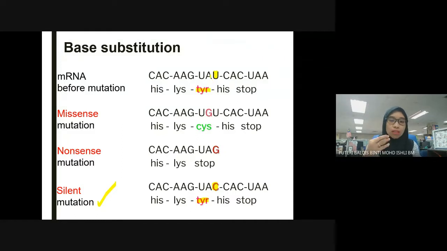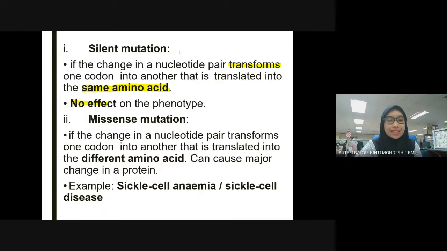Mutation berlaku, tapi codes for same amino acid. So we call that silent mutation. Okay, so bila silent mutation, tak ada effect on phenotype. Why? Because it still codes for the same amino acid. Okay, alright. For missense mutation, if the change in nucleotide pair transforms one codon into another that is translated into a different amino acid, it can cause major change in protein.